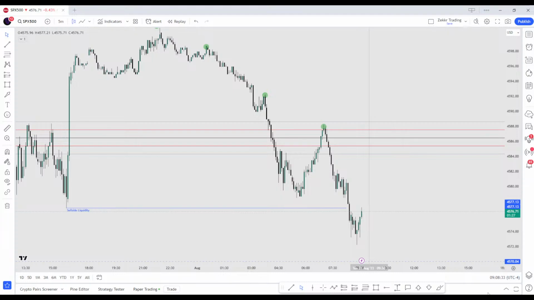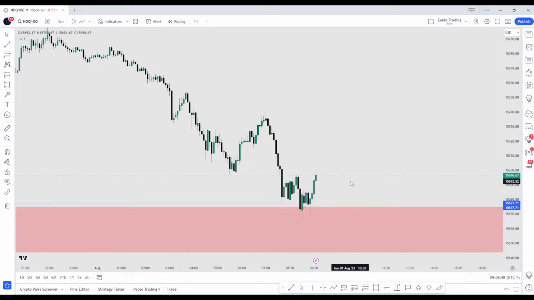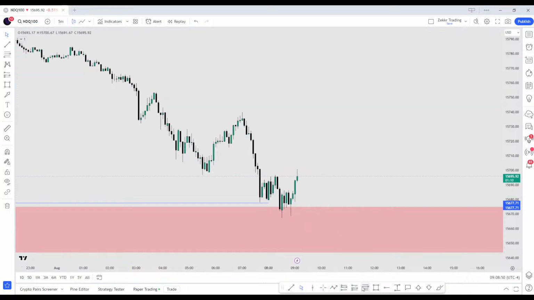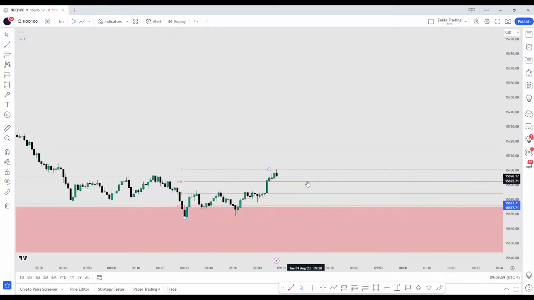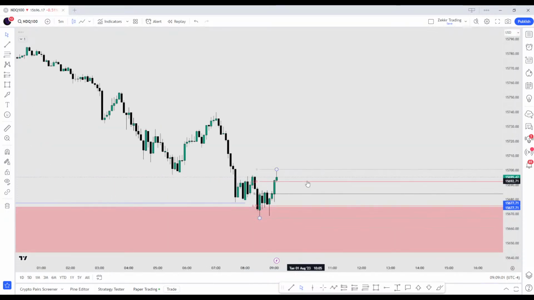And SPX is kind of choppy, to be honest. I don't like the choppiness of this, so yeah, I mean, maybe, but I want to see it return to the 5. I want to see it return. Come on. Yeah, I guess a 5-minute fair value gap would be nice.